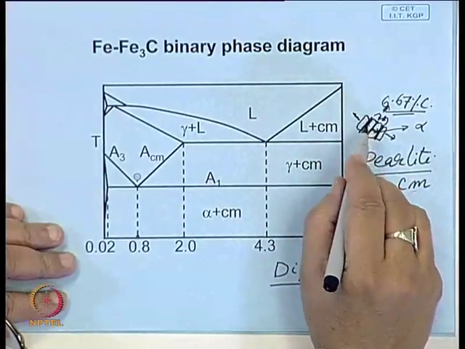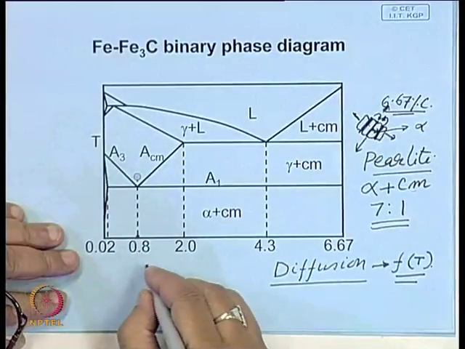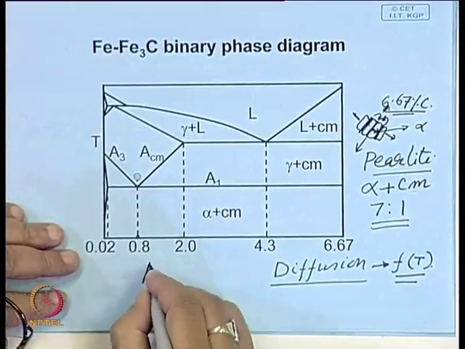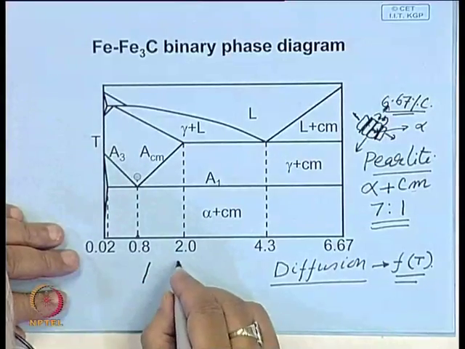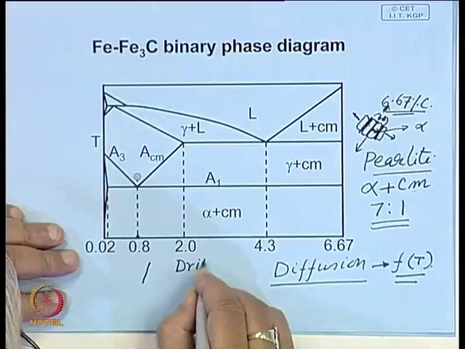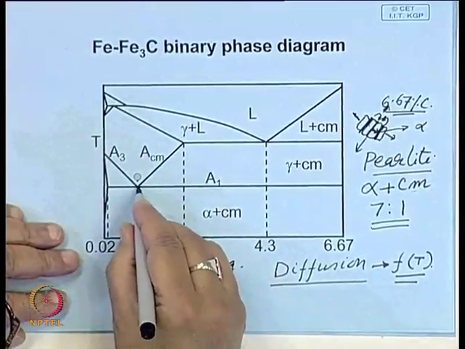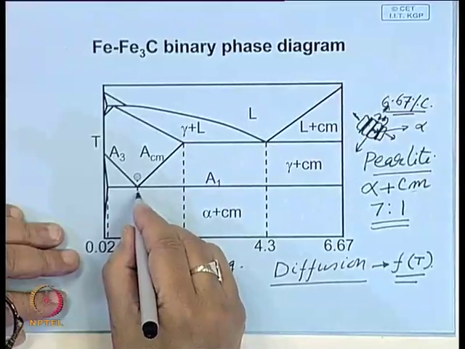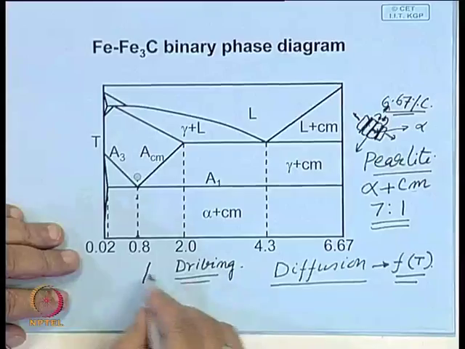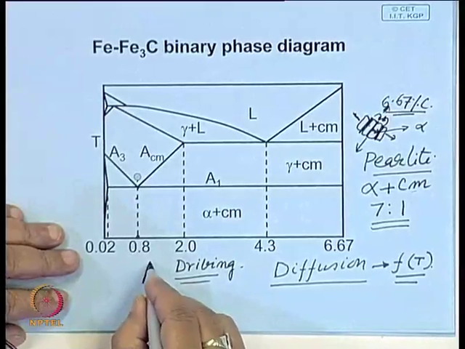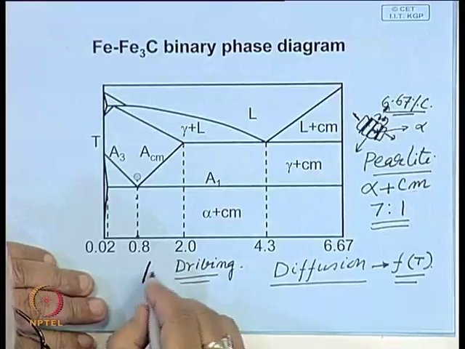But we also need to provide another activation. When a cementite plate forms, it creates a new surface. For that we need a driving force, and this driving force is provided by the degree of supercooling. If you cool more, then the driving force is higher. That means nucleation of this cementite particle will be faster.